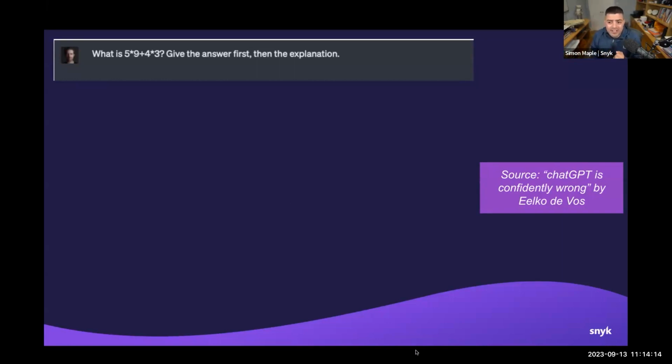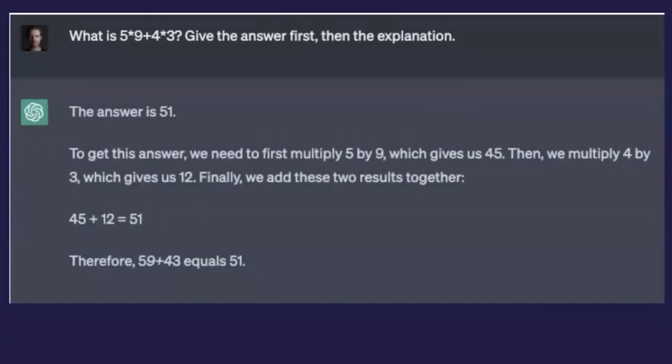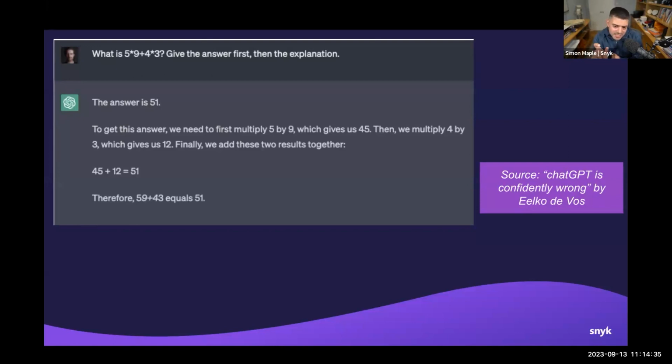So he asks, what is 5 times 9 plus 4 times 3? Give the answer, then the explanation. So it says the answer is 51. To get this answer, 5 by 9, which is 45, that's correct. 4 by 3, which gives us 12, that's correct. And then we add those two results together, 45 plus 12, and somehow we get 51, which is the incorrect piece. This is actually a styling issue: the stars have merged into italics, so I believe 9 plus 4 here is italics, but this should say 5 times 9 plus 4 times 3 equals 51. But we know this isn't the case.